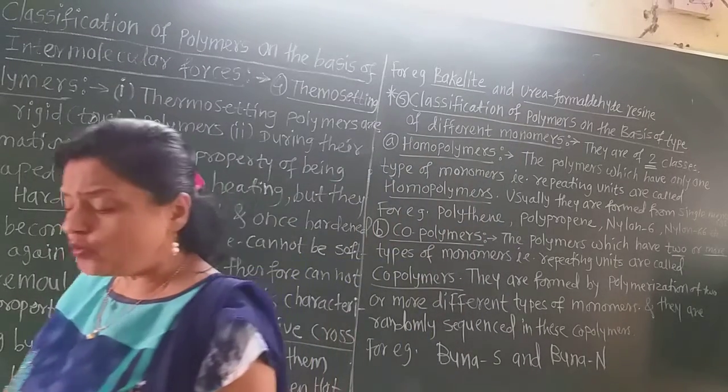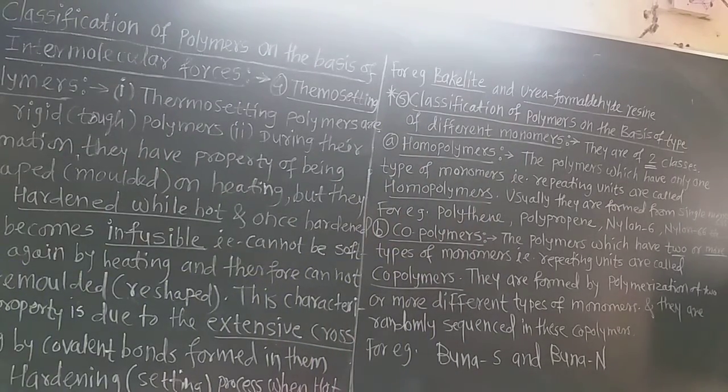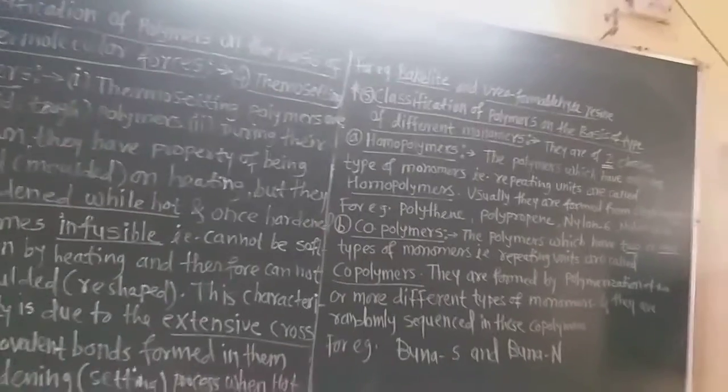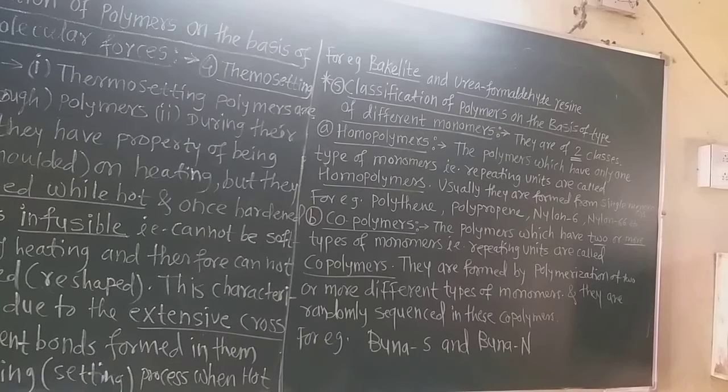Now these are the polymers. We will see the manufacture, the preparation, of these two types of polymers also in the next topic, how the bakelites are prepared and how the urea formaldehyde resins are prepared.